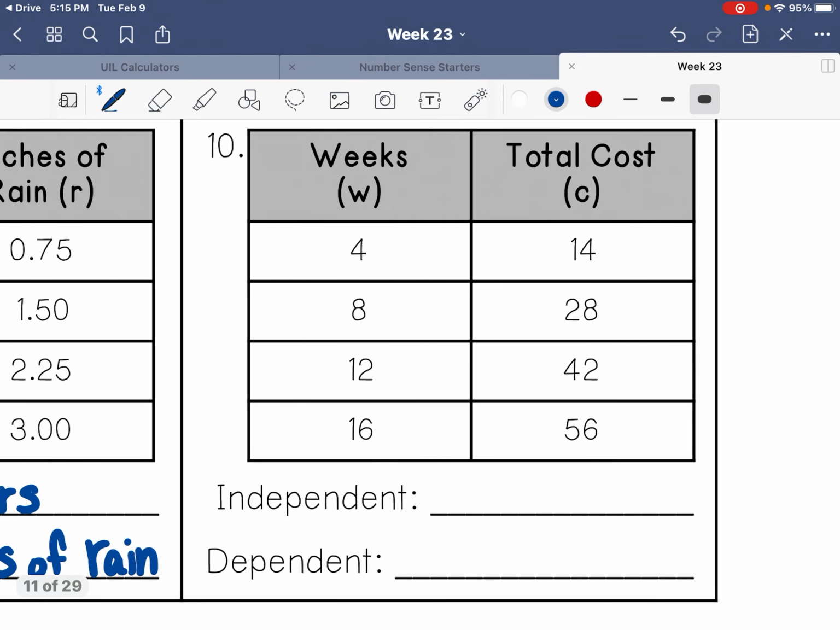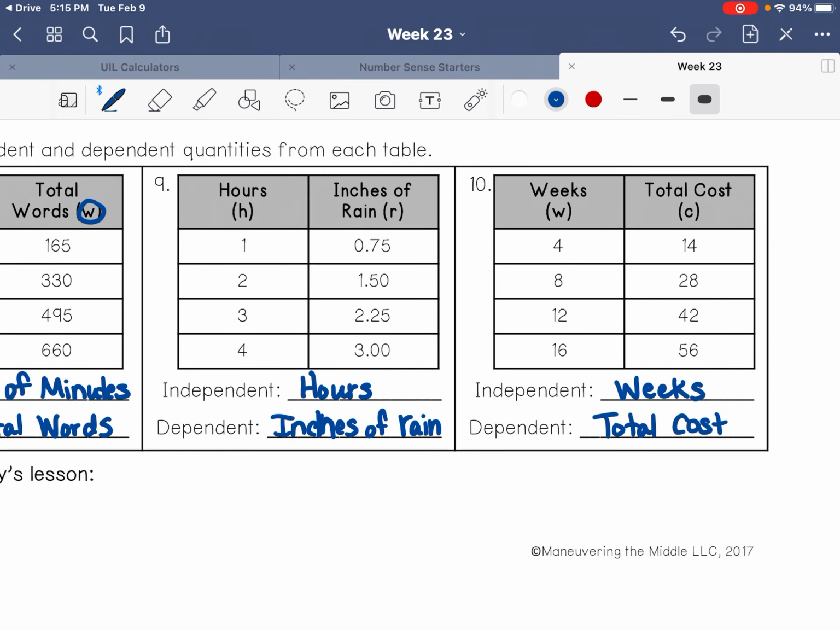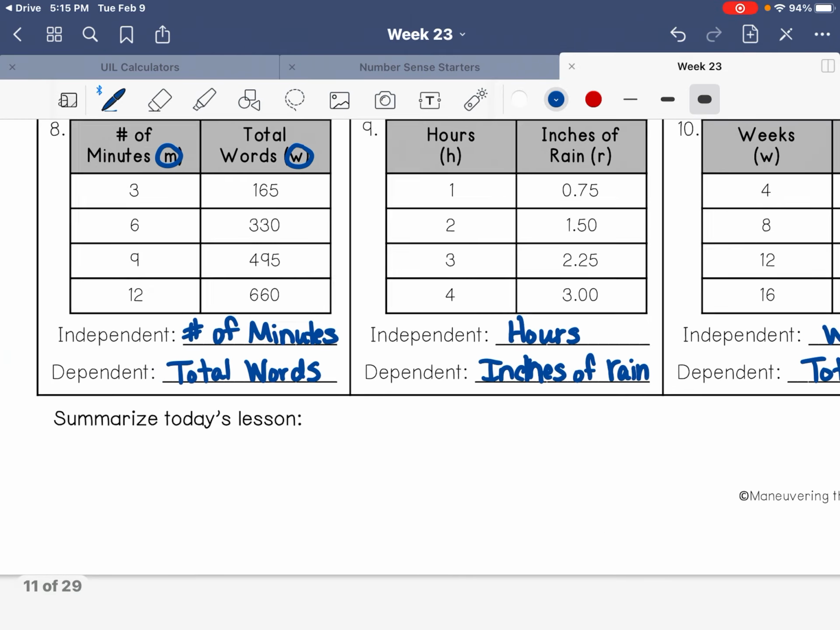Number 10, we got weeks. Again, that's a measurement of time. That's our independent quantity. And dependent, once again, is total cost. Those two things come up a lot, total cost and time. And total cost usually does depend on time or the number of things purchased.